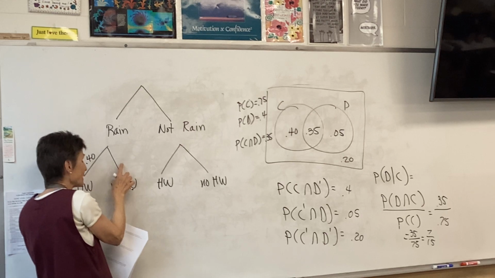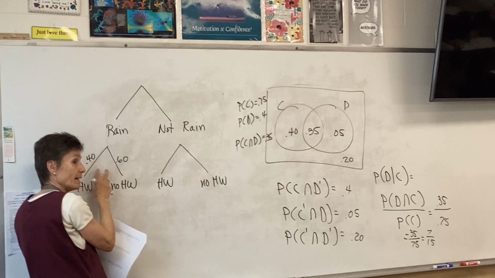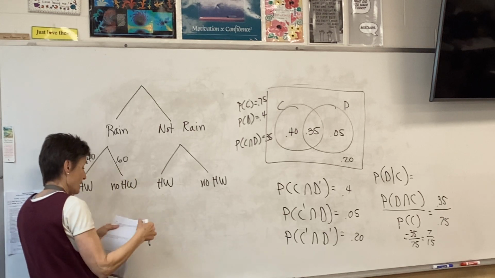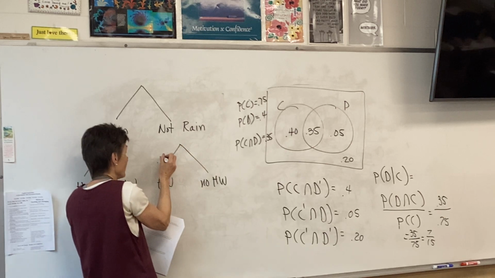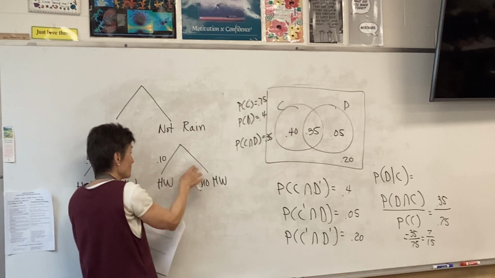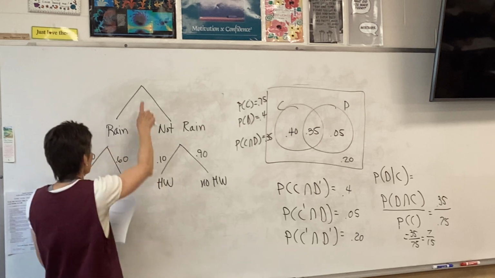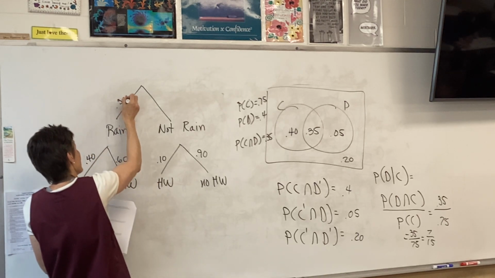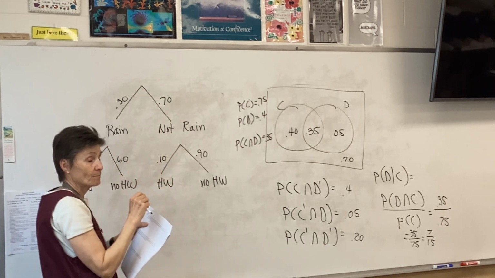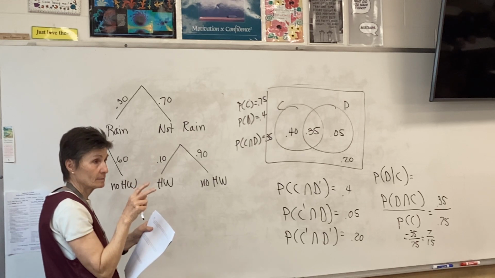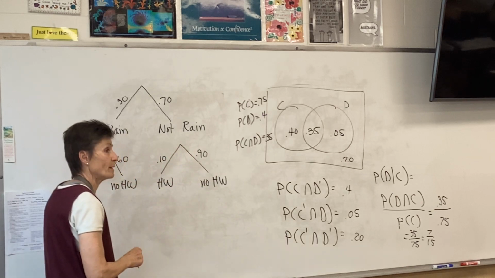What does that automatically mean about this branch over here? 0.6. You gotta add that one. If it doesn't rain, the probability of him doing homework is 0.10. Which means this one is 0.9. The probability of rain is 0.3, which means not rain is 0.7. How does that look to everybody?